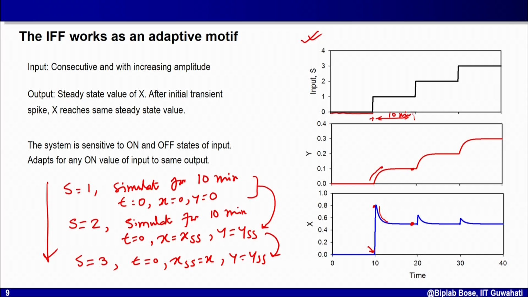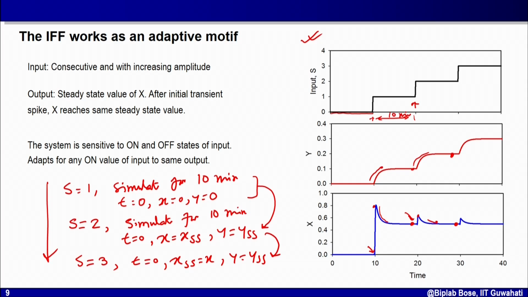Now at this 20 minute I give another pulse of s to make s equal to 2. Now I double s, the input signal is doubled. You can see y increases and stabilizes at a higher steady state value, but x increases with a spike up to this point, and then it falls back and reaches another steady state.